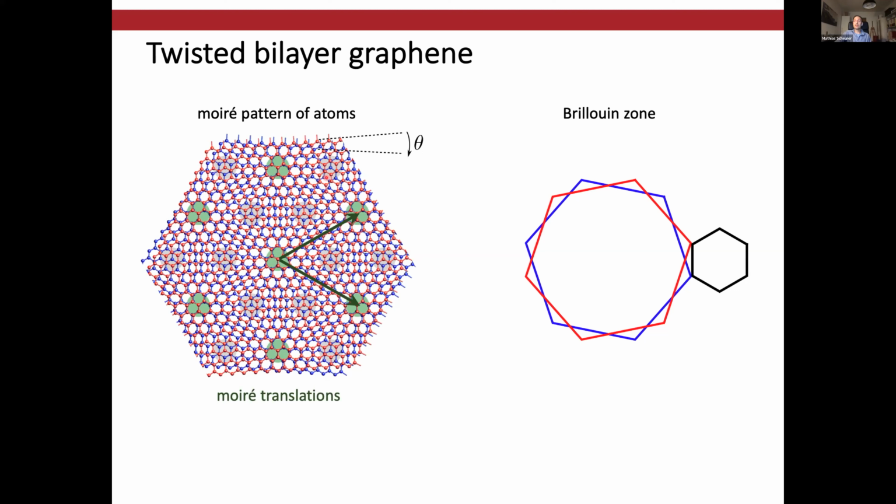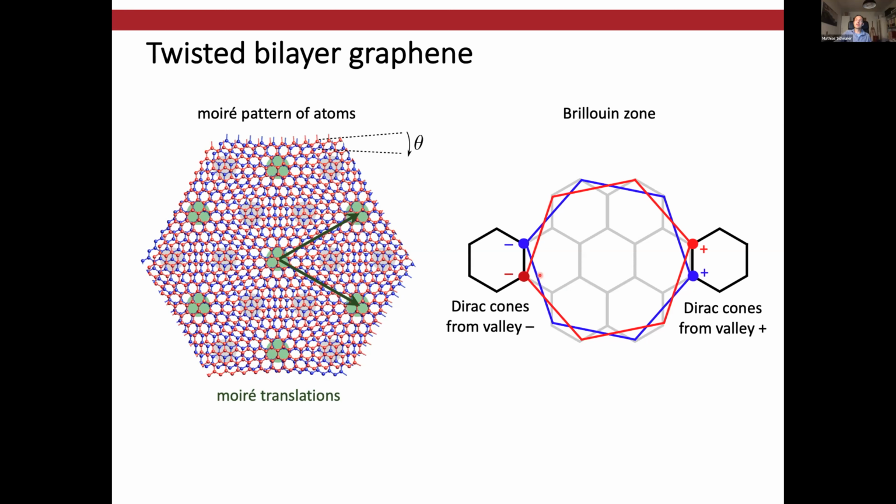Now, if we first start in the limit of decoupled layers, just to understand the band structure, we can immediately conclude that there will be 2 Dirac cones coming from valley plus of the individual graphene layers. Now, things are periodic in momentum space. And so I can draw several copies of the moire Brillouin zone, and for a commensurate angle, they will line up as shown here. And so we will have 2 additional Dirac cones associated with valley minus.